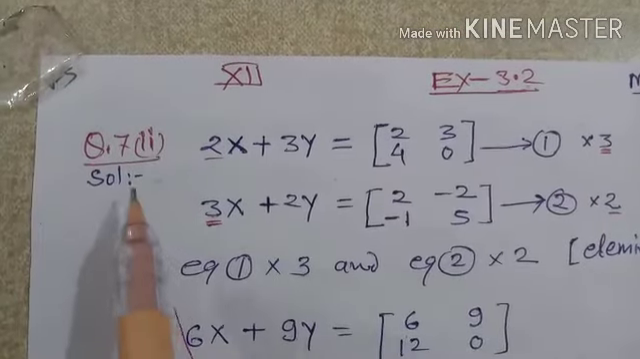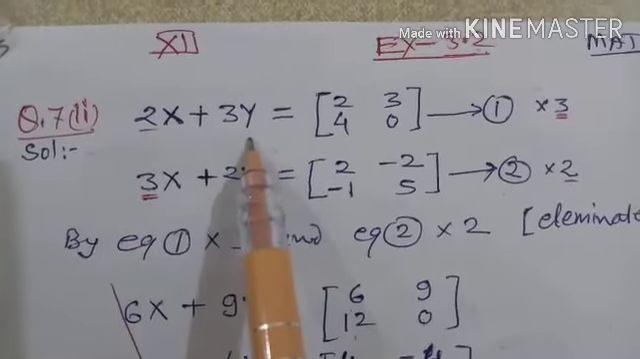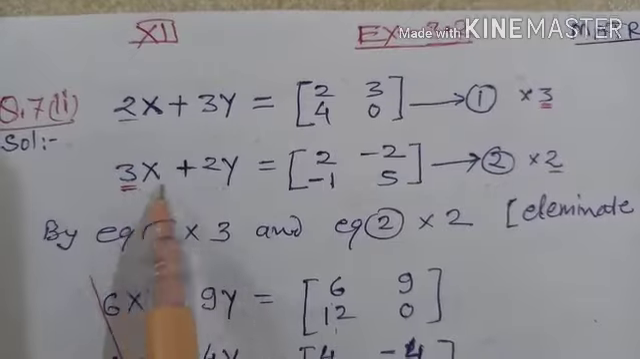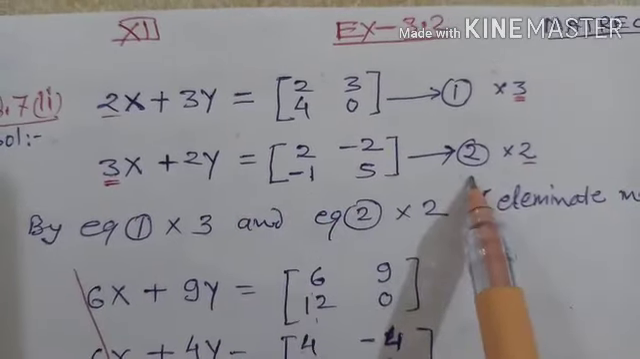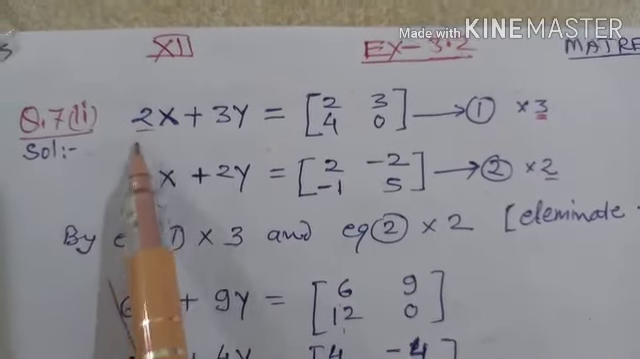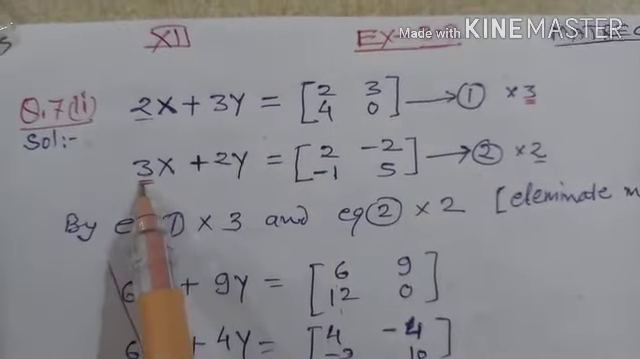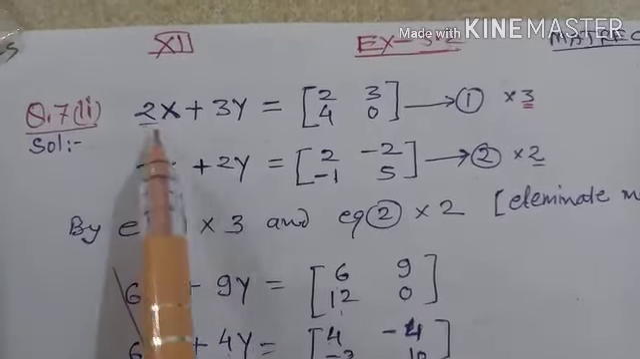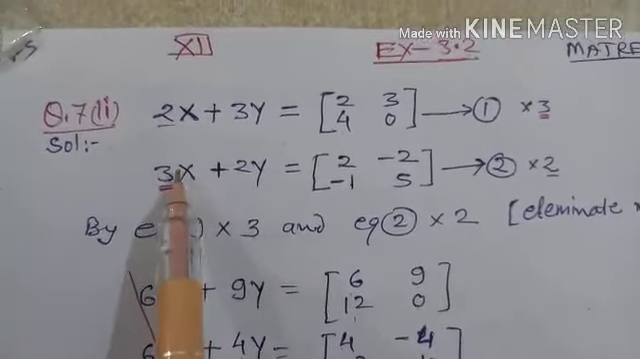Now, second part of question number 7: 2X plus 3Y equals the matrix [2, 3, 4, 0], which is equation number 1, and 3X plus 2Y equals [2, -1, -2, 5], which is equation number 2. Let's see here, this is the coefficient of X, here 2 and here 3. So equation number 1 is multiplied by this 3, and equation number 2 is multiplied by this 2, because here we use the elimination method, and first we eliminate X.